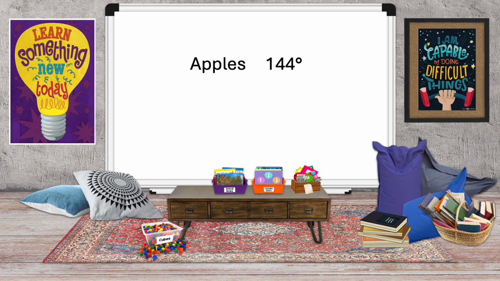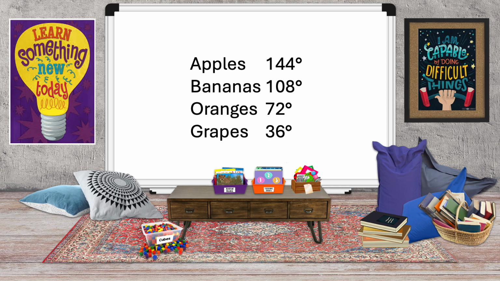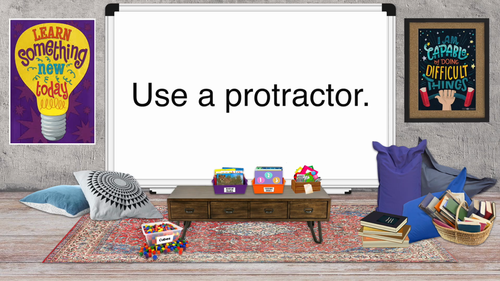Now, calculate the rest of the results. Bananas. 3/10 times 360 equals 108 degrees. Oranges. 2/10 times 360 equals 72 degrees. Grapes. 1/10 times 360 equals 36 degrees. Use a protractor to measure and draw each sector.